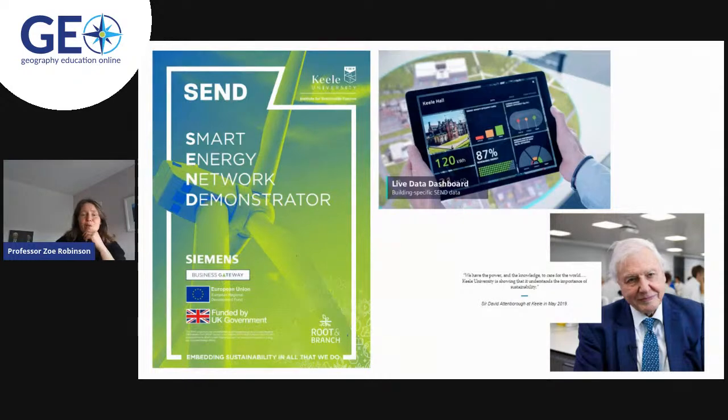And I'll say that the picture of David Attenborough is there because we announced our climate emergency on the day that David Attenborough came and visited Keele and heard more about our sustainable energy projects. So, these really highlight that organisations are developing really exciting and innovative new ways of managing energy and trying to reduce our carbon emissions.